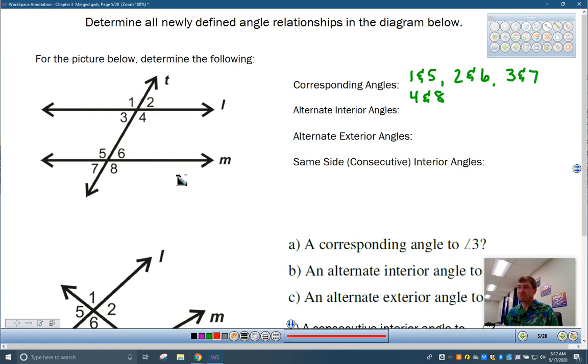Alternate interior angles. Well, we look at the interior angles 3. Alternate of that would be 6. 3 and 6. Let me use plus signs, a little quicker for me. Also 5 and 4. I'll put 4 and 5. Okay. Now taking a look at alternate exterior, 1 and 8. I'll use a different color. 1 and 8. And 2 and 7.